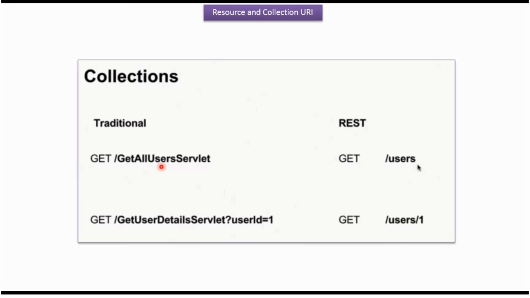In the traditional approach, to get all users, the URI name will be get all users servlet, and the HTTP method will be GET. In case of REST, the URI name will be /users, and the HTTP method will be GET. In the traditional approach, to get a single user, the URI name will be get user detail servlet, and in the query parameter mention the user ID. The HTTP method will be GET. But in case of REST, the URI name will be /users, then in the path parameter mention the user ID, and the HTTP method will be GET.